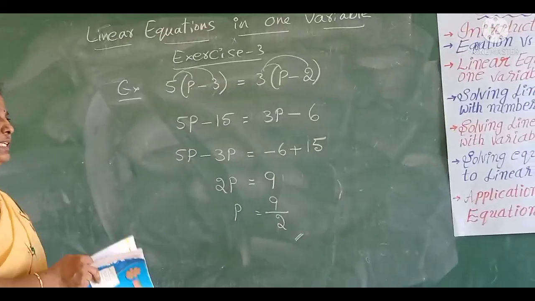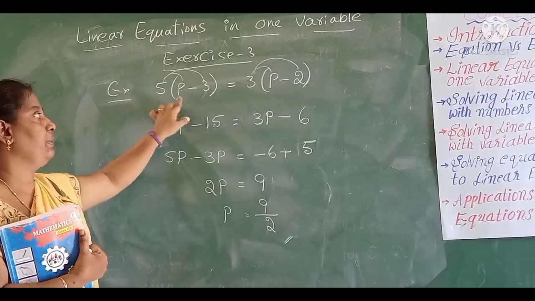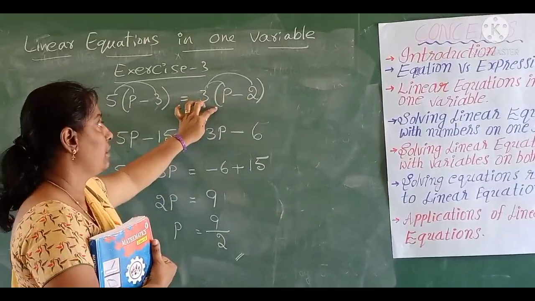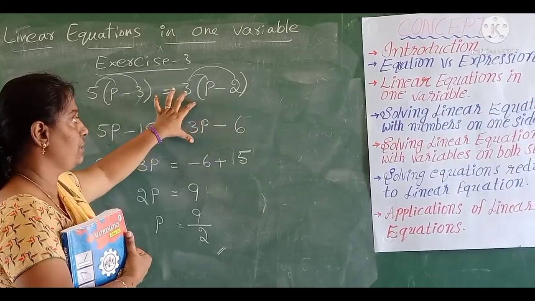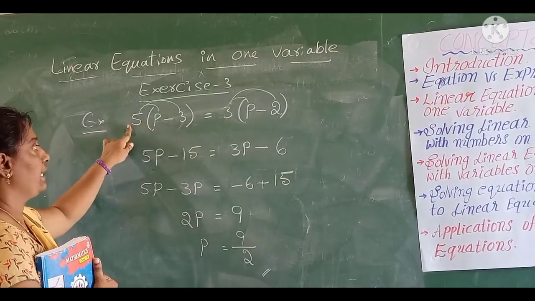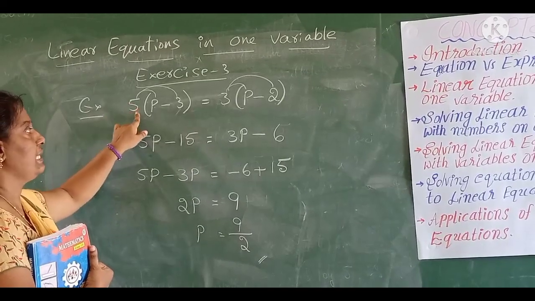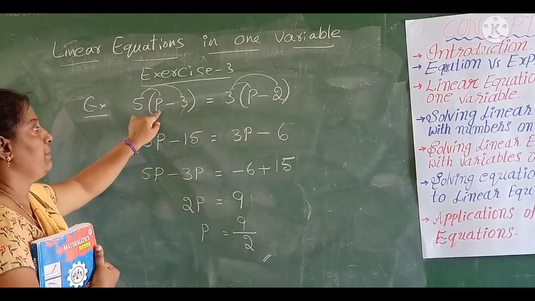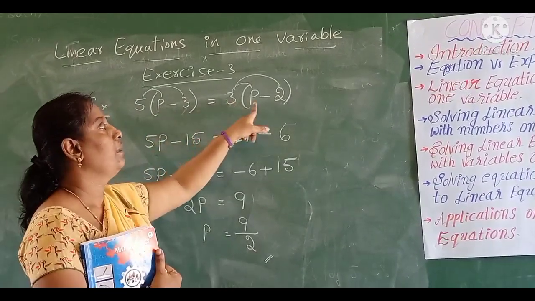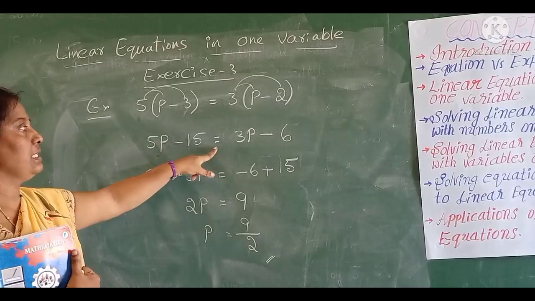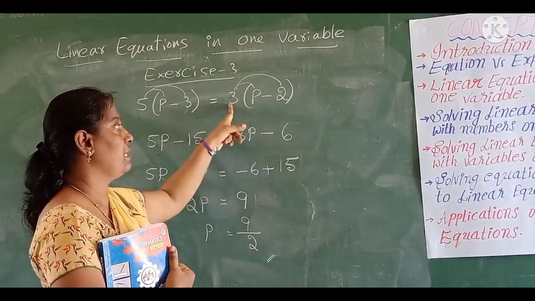Once again I am telling, 5 into p minus 3 is equal to 3 into p minus 2. For this type of problem, we have to remove the brackets first. For this, we multiply by the number before the bracket. 5 is there, and 3 is on the right hand side. We multiply 5 with p minus 3, and we multiply 3 with p minus 2. So 5 into p, 5p, 5 into 3, 15, is equal to 3 into p, 3p, minus 3 twos are 6.